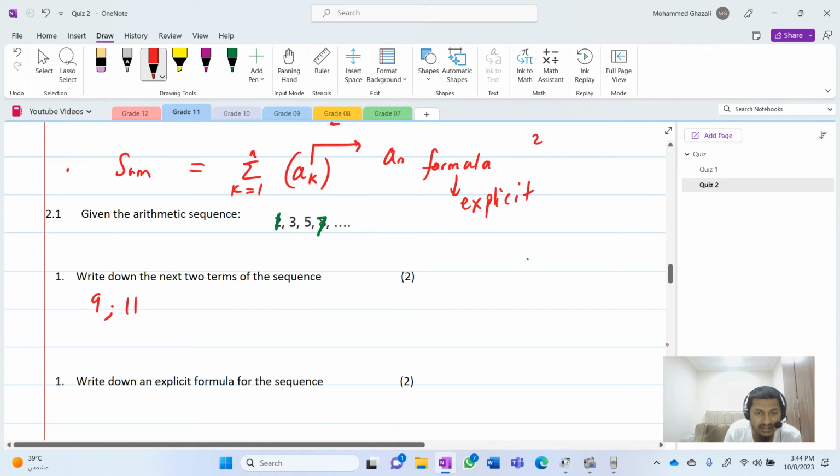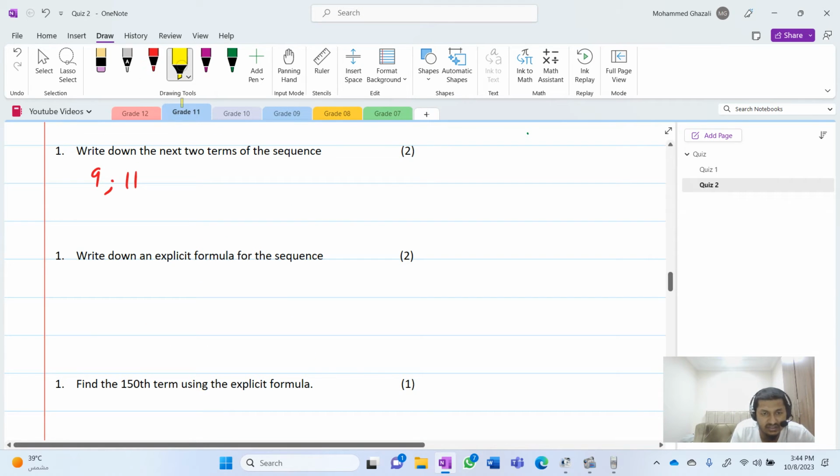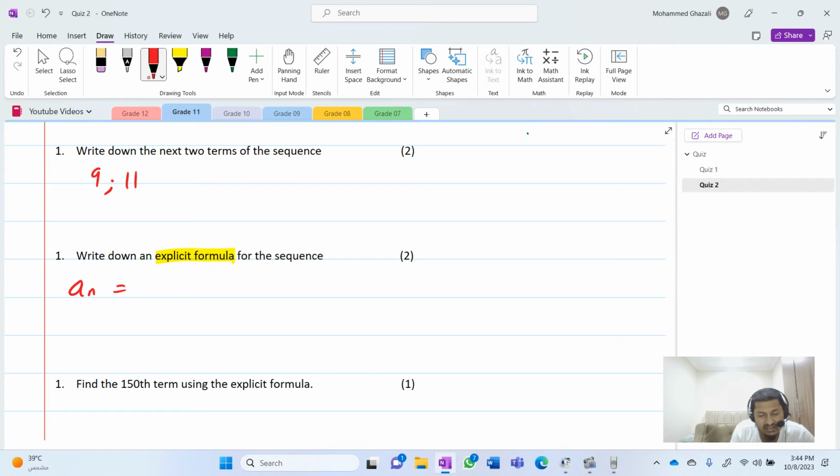How do we know that the sequence is arithmetic? Because we are adding the same number each time. We are adding 2, adding 2, adding 2, and so on. Write down an explicit formula for the sequence. What's the explicit formula? Explicit formula is AN is equal to A1 plus D into n minus 1.